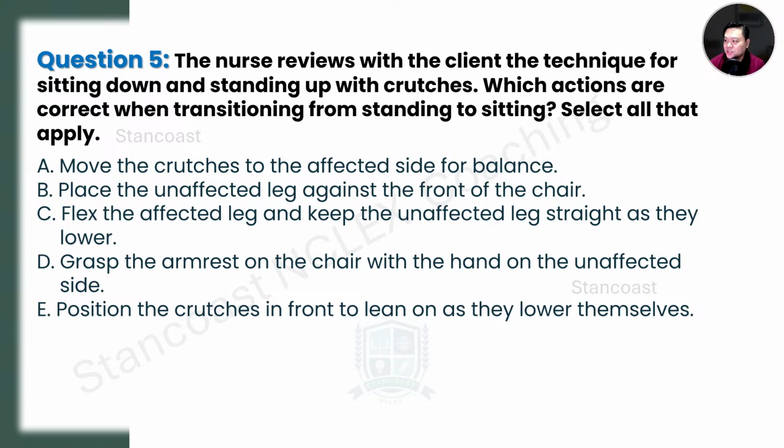Again, which actions are correct when transitioning from standing to sitting? Select all that apply. Is it A, move the crutches to the affected side for balance? B, place the unaffected leg against the front of the chair? C, flex the affected leg and keep the unaffected leg straight as they lower? D, grasp the armrest on the chair with the hand on the unaffected side? And E, position the crutches in front to lean on as they lower themselves.